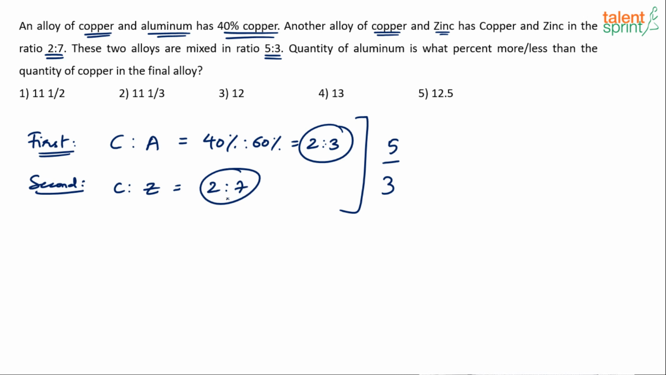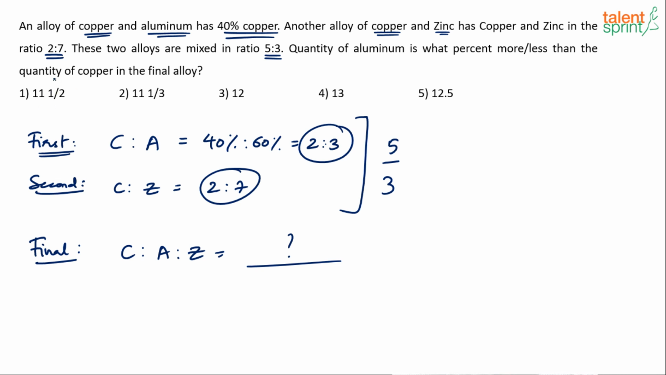See, the final alloy, the final mixture that you get will have what? It will have copper, aluminium and zinc. There will be 3 elements. This one has only 2, this one has only 2, but the final one will have 3. Because copper is common there, there will be some copper, some aluminium and some zinc. We need to get this ratio. The whole solution is about getting this ratio right. If you get the ratio right, then you're done with it. He's asking aluminium here, finally, is what percentage more or less than copper. So once you know the ratio, you can play with those numbers to get the answer there.